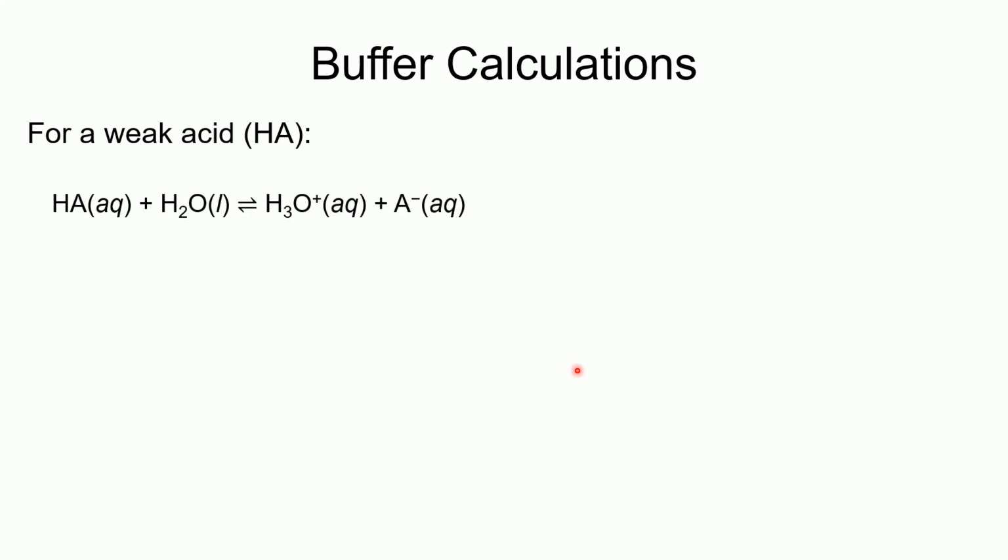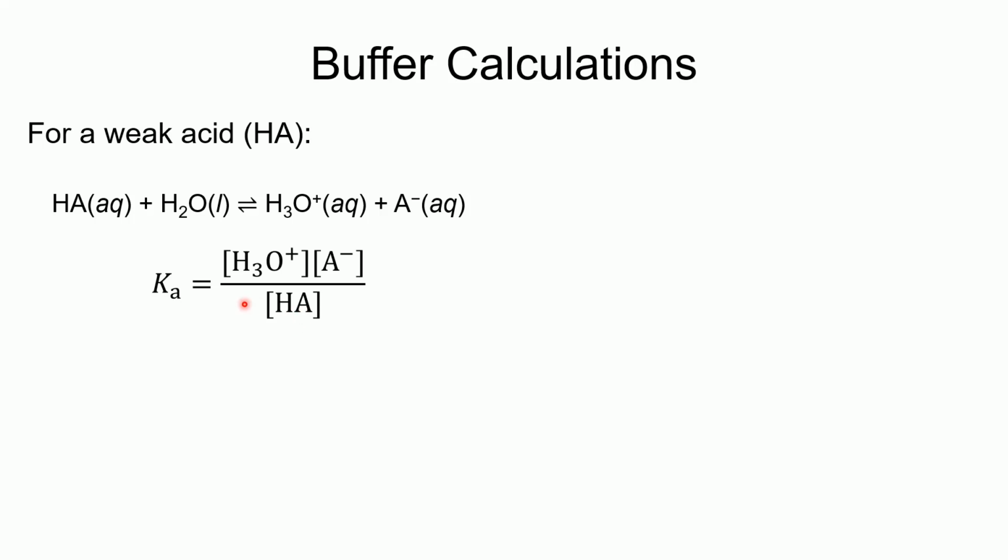We want to look at buffer calculations. If we've got a weak acid, we know that we can write out the equilibrium reaction for that. We've seen something like this multiple times, so I'm not going to explain that. And we know that we can write out the equilibrium constant expression, the Ka expression, or the acid dissociation constant expression. So hydronium times the conjugate base concentration divided by the concentration of the weak acid.